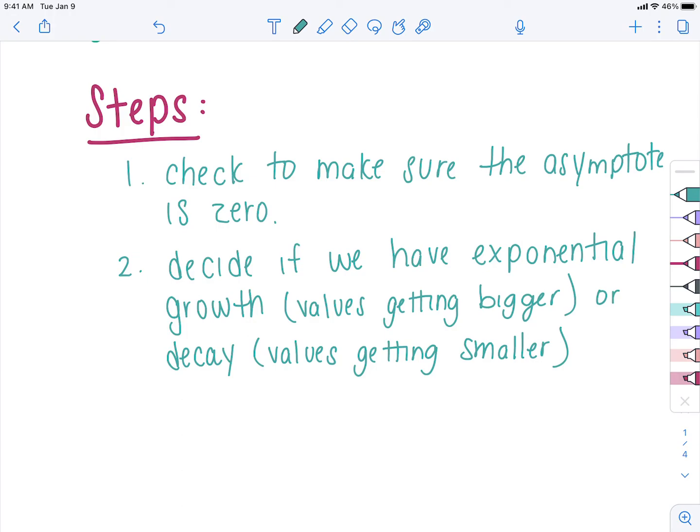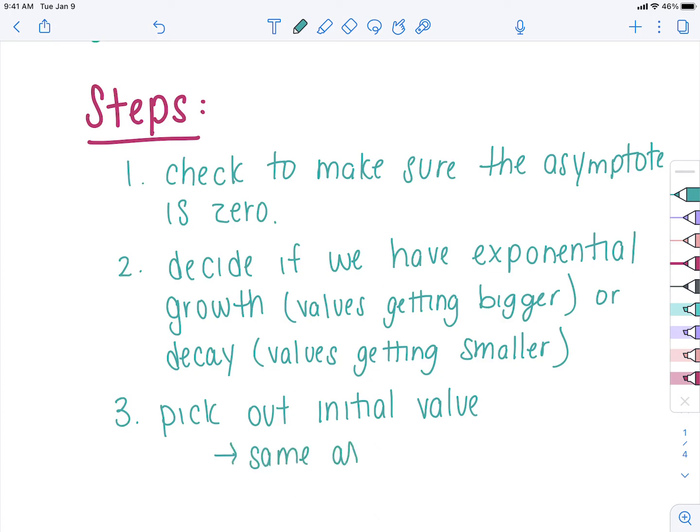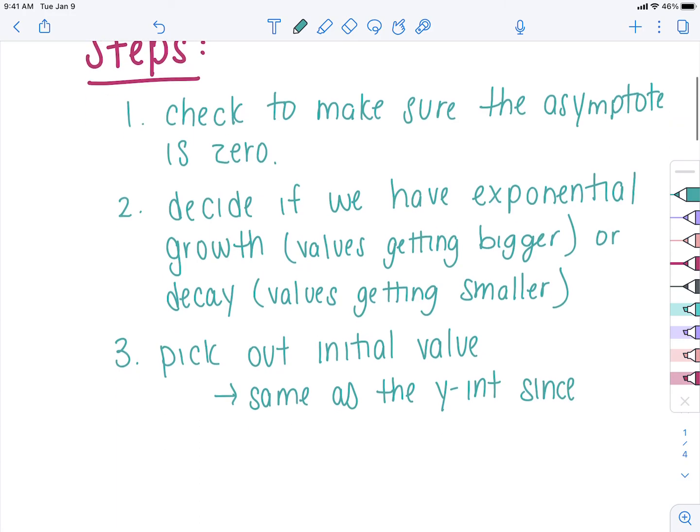So after we decide that, then we want to pick out our initial value, which is in this situation, since our asymptotes are going to be 0, our initial value and our y-intercept will always be the same. So 3, pick out initial value, which is the same as the y-intercept, since asymptote equals 0.